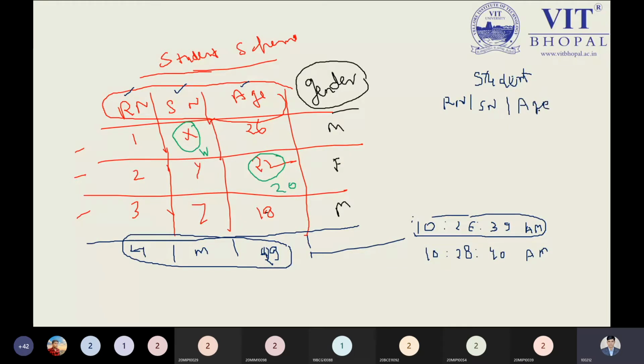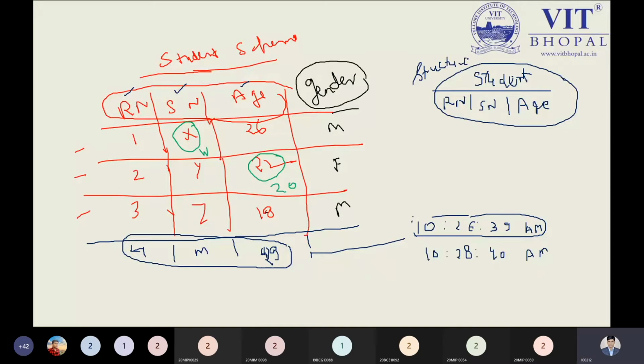Do not think about the gender right now because I have the topic on which I have to cover this part right now. That's why this slide is here. So these are the three different columns. We have the roll number, student name, and age. This is the schema, the structure actually. Schema means structure. This is clear right now?